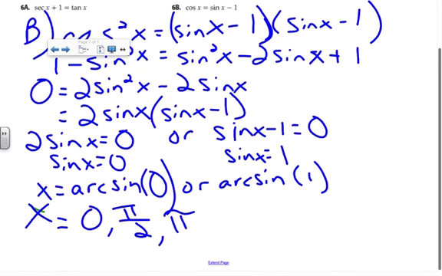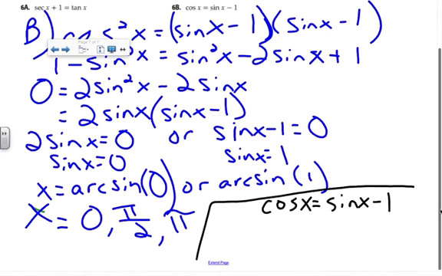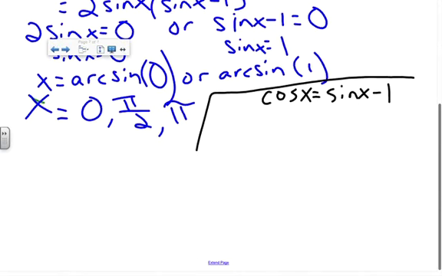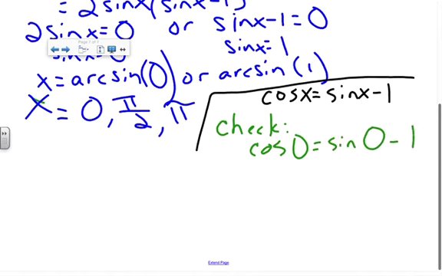So now the last thing I need to do is check whether they are actually making my equation true. So I'm going to run out of space here, and therefore I want to write the equation down again. Cosine x equals sine of x minus 1. I am checking. Is the cosine of 0 equal to the sine of 0 minus 1? Well, the cosine of 0 is 1. The sine of 0 is 0, and 0 minus 1 does not equal 1, so 0 is out.